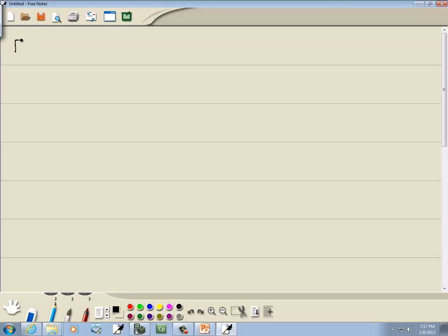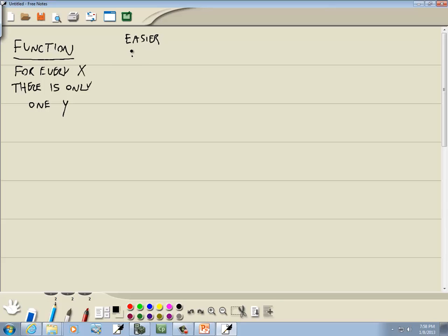We have a function, and this says for every x there is only one y. And that definition is pretty hard to work with. We got an easier definition. This definition doesn't work all the time, but probably 95% of the time it'll work.